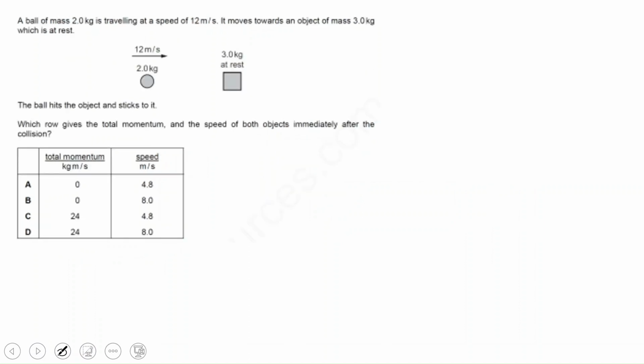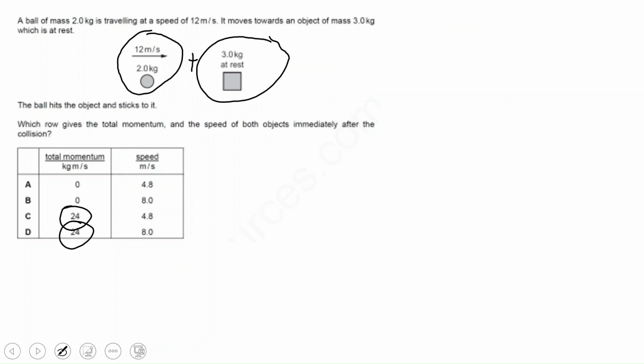Now next, a ball is traveling with mass 2 kg at a speed of 12 meters per second, and it moves towards an object of mass 3 kg, which is at rest. So because this is at rest, it has a momentum of 0, and this one has a momentum of 12 into 2, which is 24 kg meters per second. Now the ball hits the object and it sticks to it. So because the total momentum is going to be the sum of these two, the sum is going to be simply 24 kg meters per second.